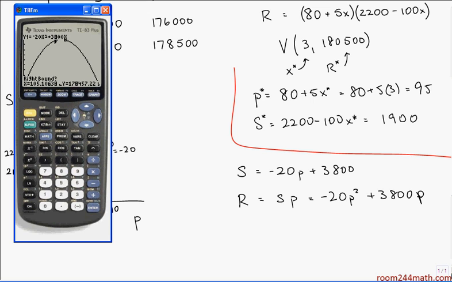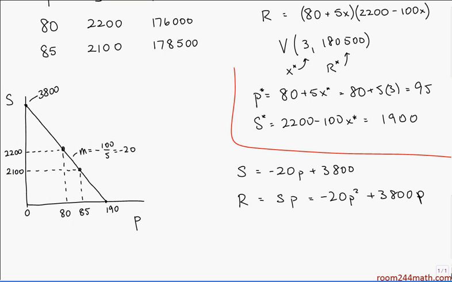When you do second calc max, you can plug in the left bound, the right bound, and enter, and sure enough you get 95, 180,500. So the vertex is at 95, 180,500. And this is much simpler to interpret because we were graphing revenue as a function of price. And so, in fact, this is P star, the price that maximizes revenue. This is R star, the maximum revenue.